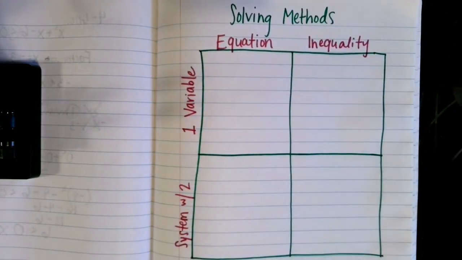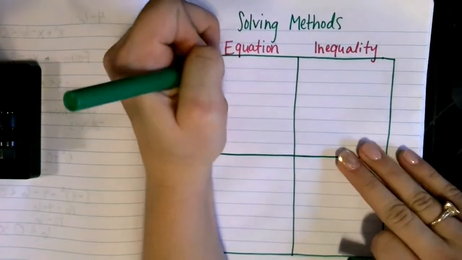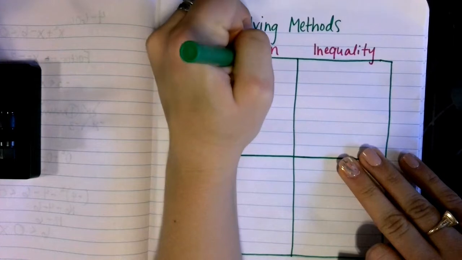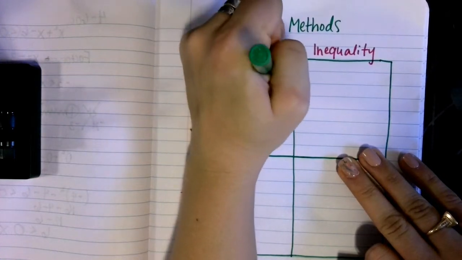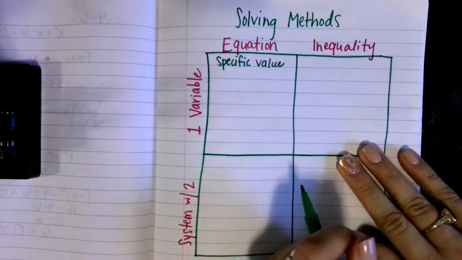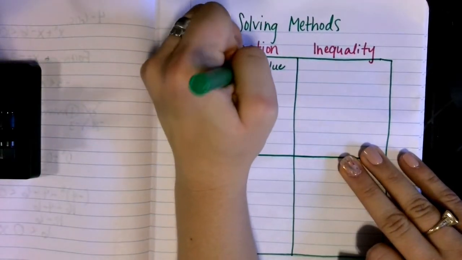So it's important to remember that with one variable, we are talking about a specific value. Most of the time we're solving for x, and that means when we solve, it will give us our x-intercept.